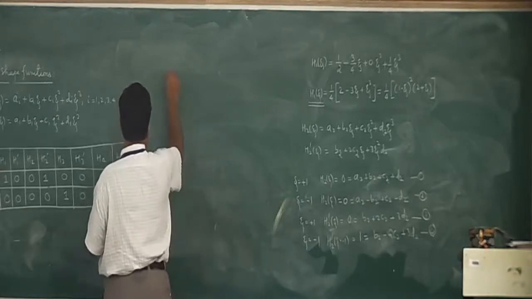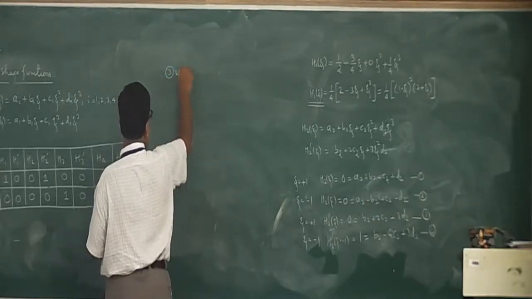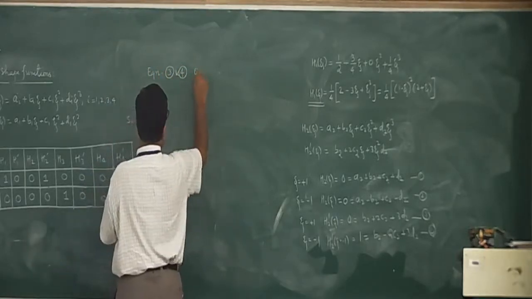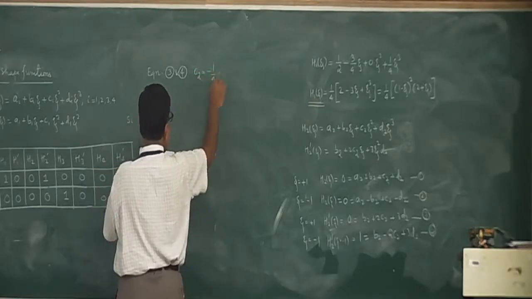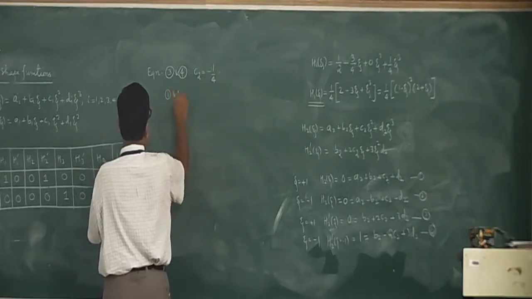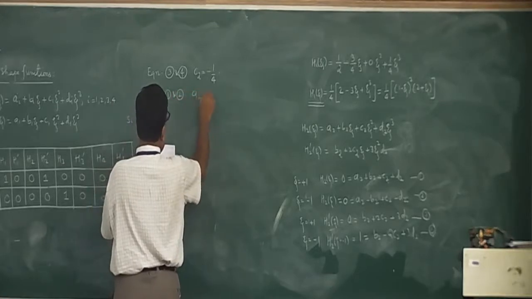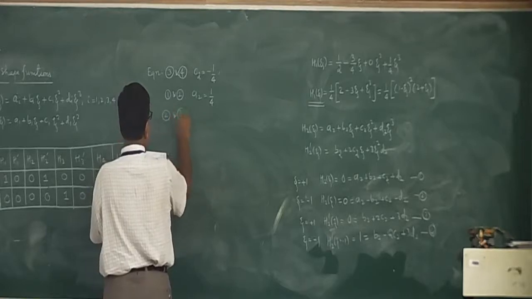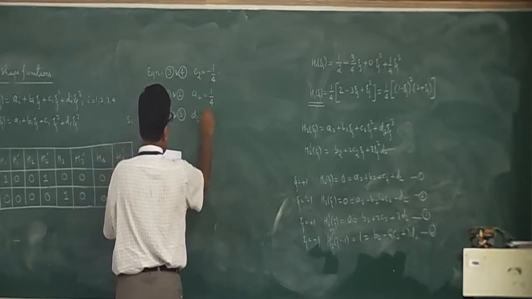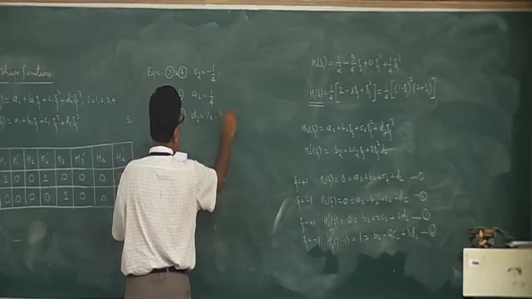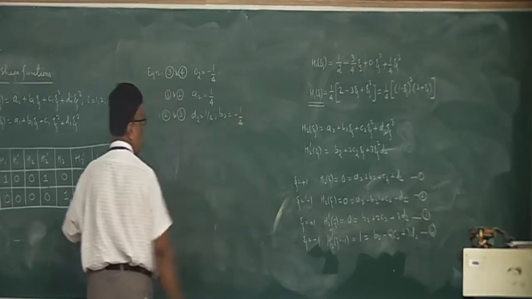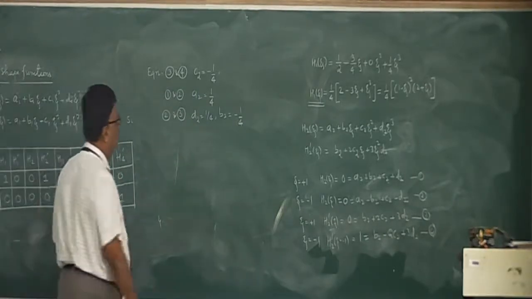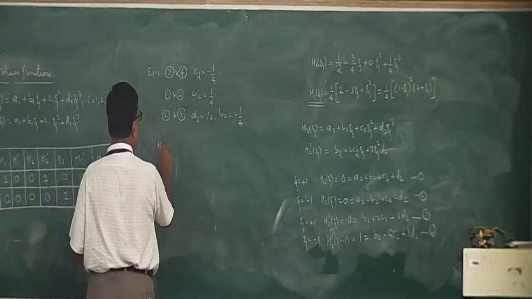In the similar manner, I will just show you. If you use equations 3 and 4, C2 is coming to be minus 1 by 4. If you use equations 1 and 2, you will get A2 equal to 1 by 4. And if you use equations 2 and 3, you will get D2 equal to 1 by 4, B2 equal to minus 1 by 4. You will get all this. So obviously, this will give you the complete picture about the H2. So let us see what that H2 is now.